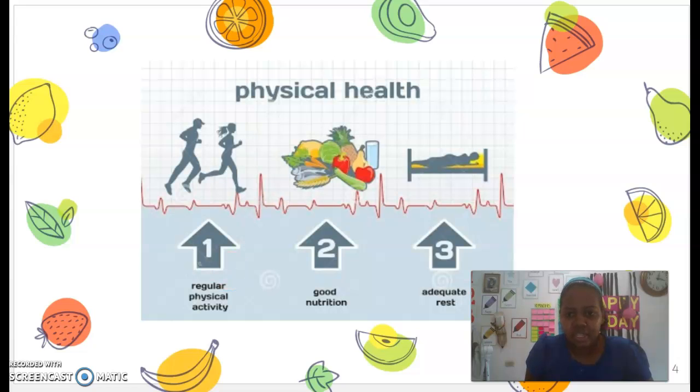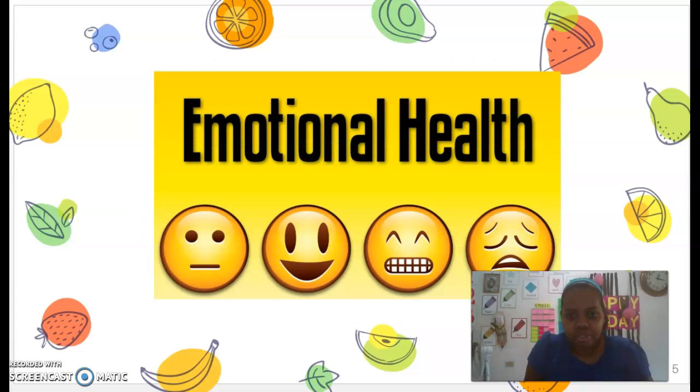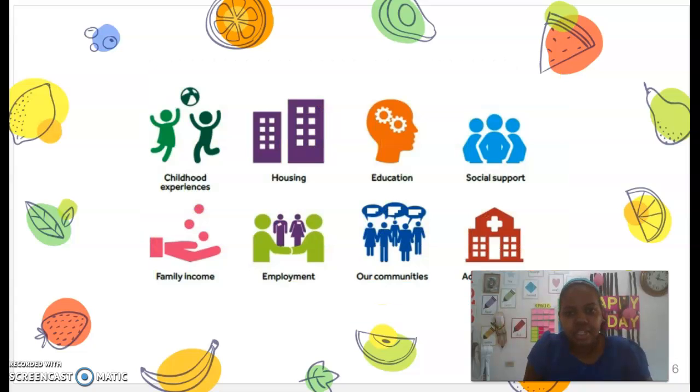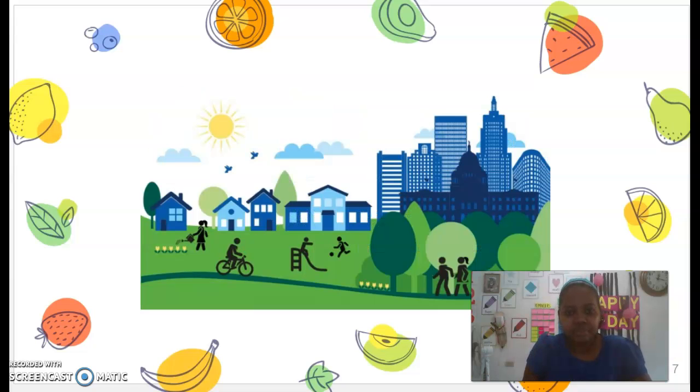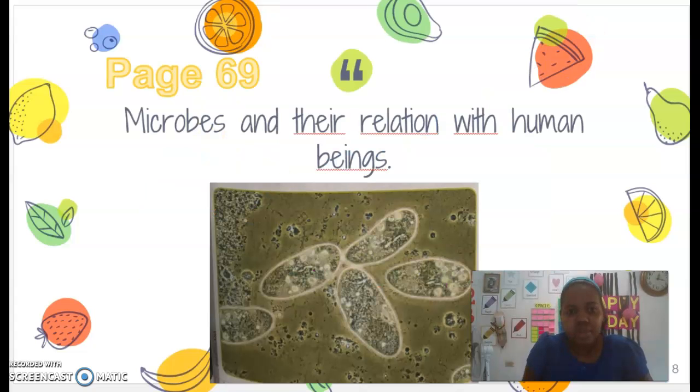Physical health, and here I have things that involve physical health. Emotional health. Social health, the one that is in charge of your behavior in society or with your family. And the last one was environmental health. So today we're going to work on page 69 of your books.